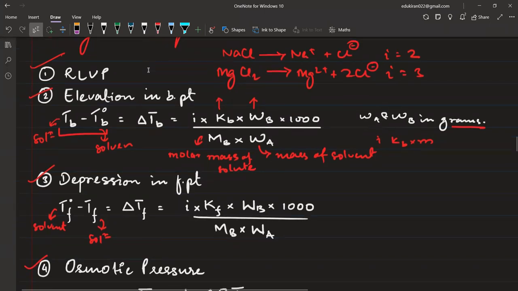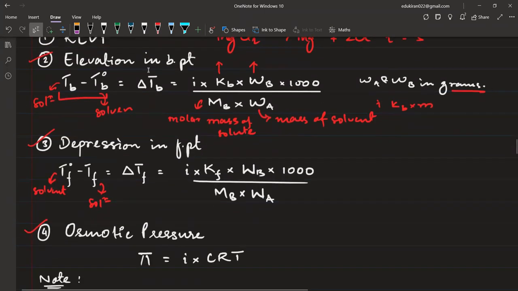Next we have osmotic pressure. It is equal to i into C into RT. i is again the Van't Hoff factor, C is the concentration in terms of molarity, R is the universal gas constant, and T is the temperature at which you are measuring the osmotic pressure.